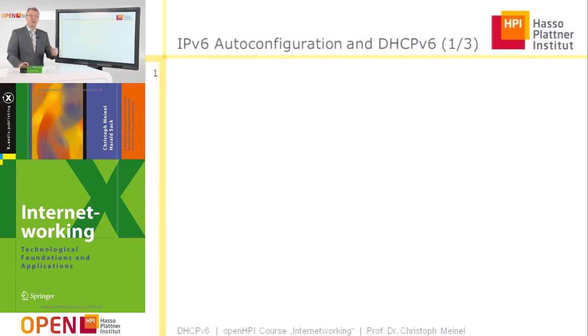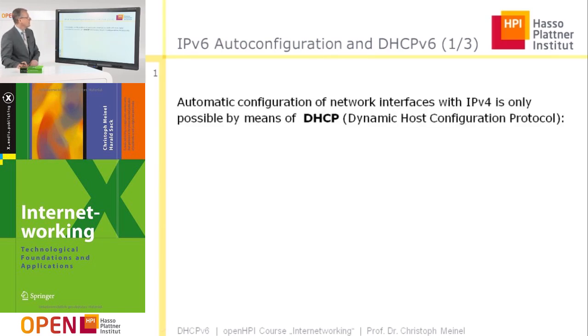Auto-configuration is an important functionality in an internet. The idea is that a host gets its valid IP address, gets to know its neighborhood, so the router and the name, the domain name. And in IP version 4, this was only possible with the DHCP protocol, the Dynamic Host Configuration Protocol.